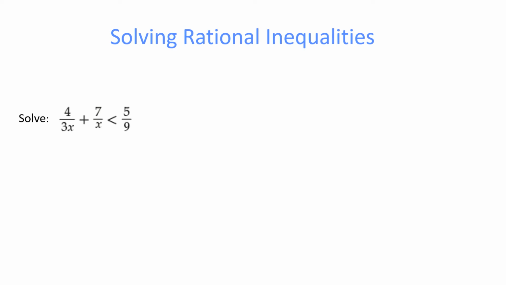Moving to our second learning objective, solving rational inequalities. So we have here an inequality: 4 over 3x plus 7 over x is less than 5 over 9. So how do we solve this rational inequality? We have 4 steps that we should follow to solve it.